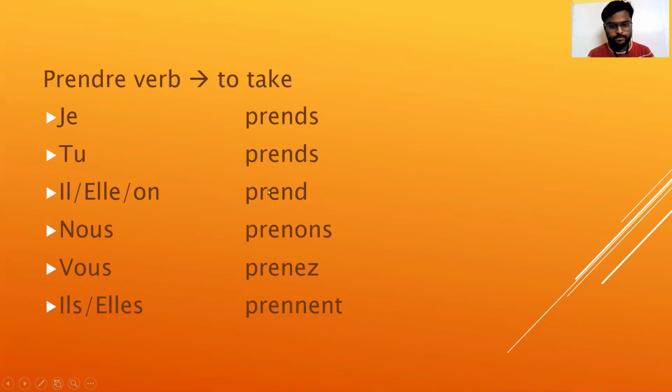PREND. Okay. So to simplify this, these are the endings. Learn the endings here. That's it. Learn these endings and your task is done. S, S, nothing, ONS, EZ, NENT. That's it. Nothing else. Alright. Repeat with me. S, S, nothing, ONS, EZ, NENT. Let's do it once more. S, S, nothing, ONS, EZ, NENT.